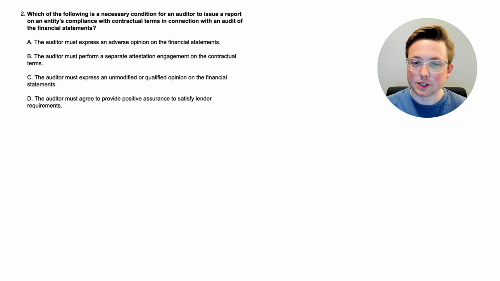All right, here we are at question 2. Which of the following is a necessary condition for an auditor to issue a report on an entity's compliance with contractual terms in connection with an audit of the financial statements? So basically, again, what is a necessary condition for them to be able to issue this report? So let's go through the options. Option A, the auditor must express an adverse opinion on the financial statements. Option B, the auditor must perform a separate attestation engagement on the contractual terms. Option C, the auditor must express an unmodified or qualified opinion on the financial statements. Or option D, the auditor must agree to provide positive assurance to satisfy lender requirements.